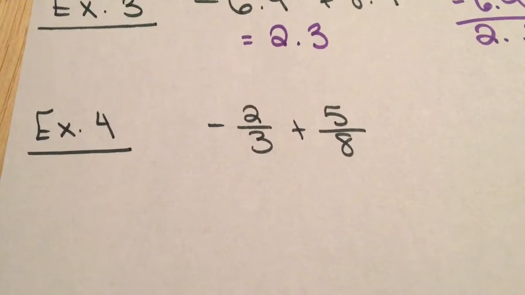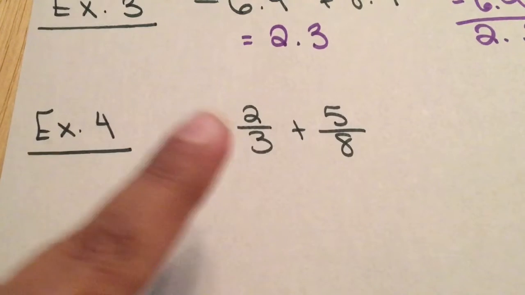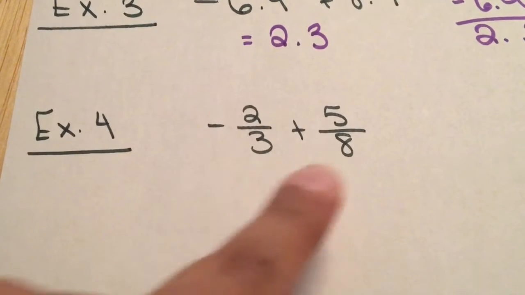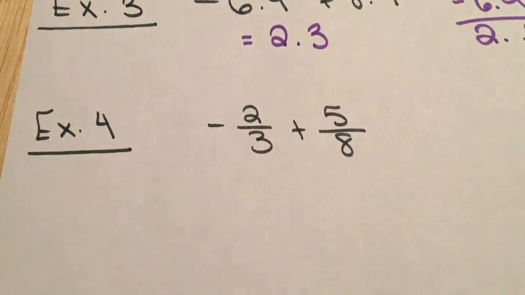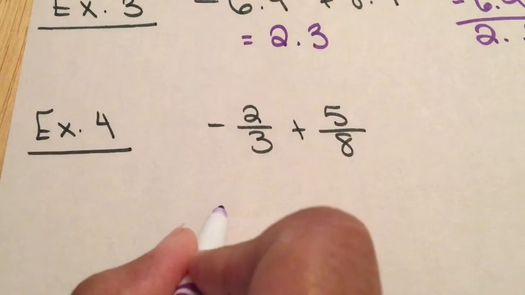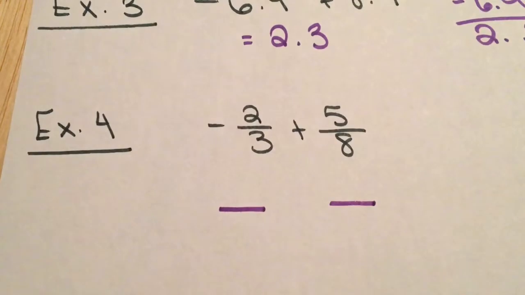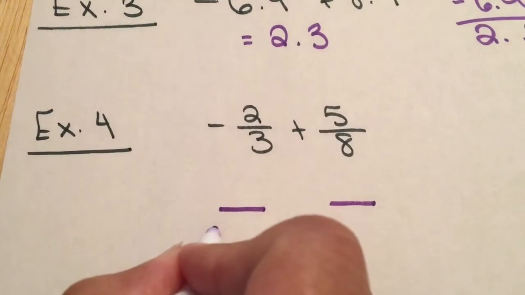It's okay. So we're going to solve this the same way. We have a negative 2/3 and a positive 5/8. Different signs mean we have to subtract. So when we're looking at this, first thing we have to remember when we're subtracting fractions is we need to have common denominators. So our common denominator between 3 and 8 is going to be 24.